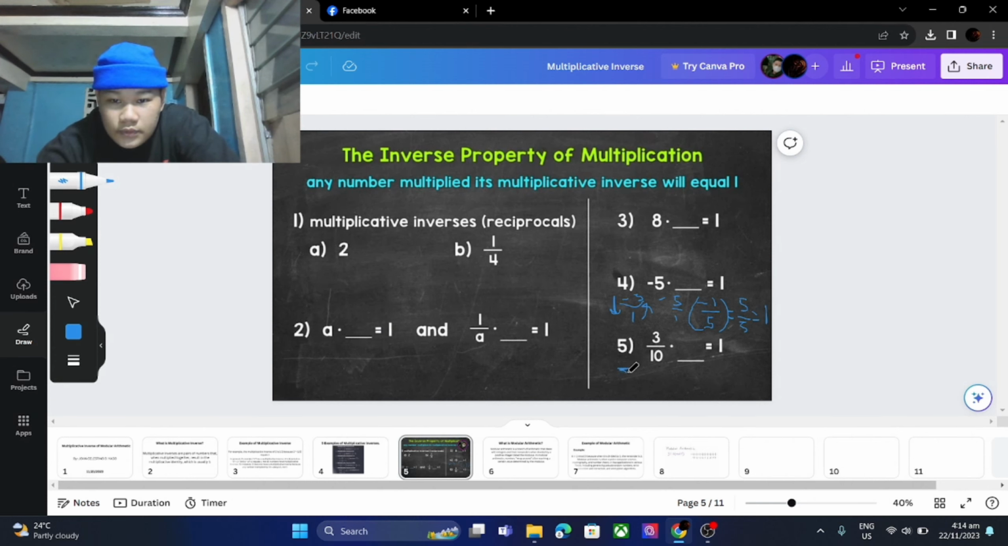So 3 over 10, inverse na siya ma'am. 3 over 10 times 10 over 3. So mao man siya gipangita diri ma'am. So ang imong ibutang is 10 over 3. Mao equals 1 na siya ma'am kay mao na siya ang answer niya. 1. So 3 times 10 is 30. And 10 times 3 is 30. So pareha man gyapon siya kalabasan nga number ma'am. Ang answer gyapon niya is 1.